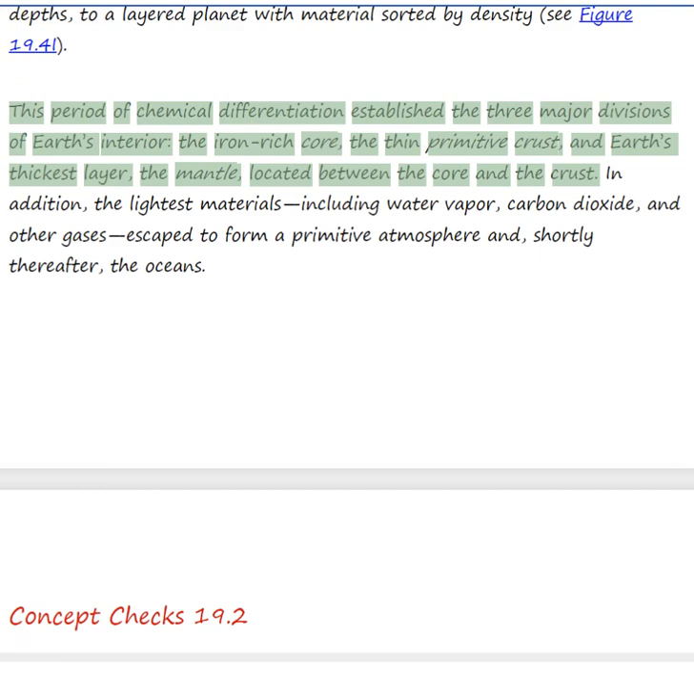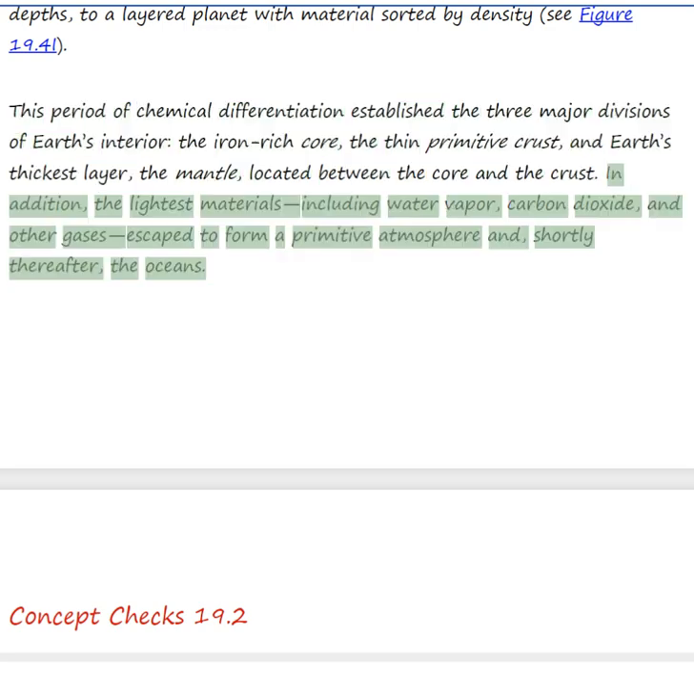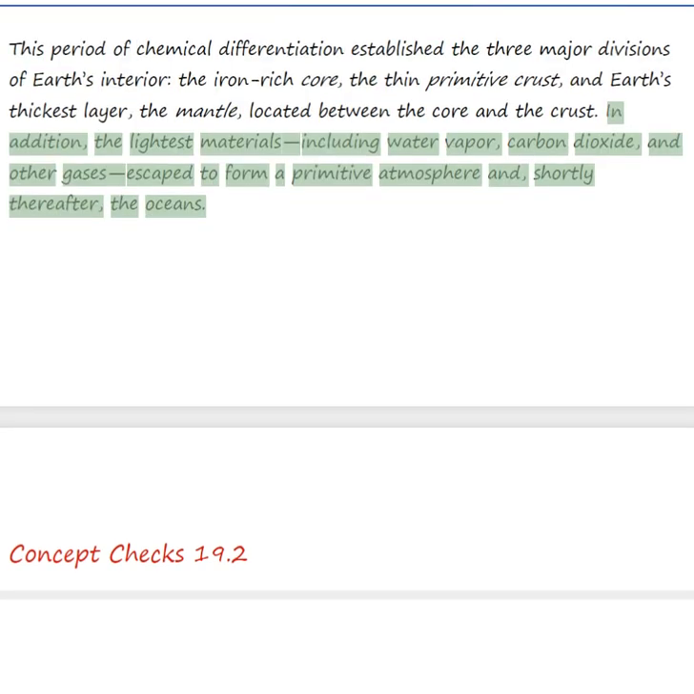This period of chemical differentiation established the 3 major divisions of Earth's interior: the iron-rich core, the thin primitive crust, and Earth's thickest layer, the mantle, located between the core and the crust. In addition, the lightest materials, including water vapor, carbon dioxide, and other gases, escaped to form a primitive atmosphere and, shortly thereafter, the oceans.